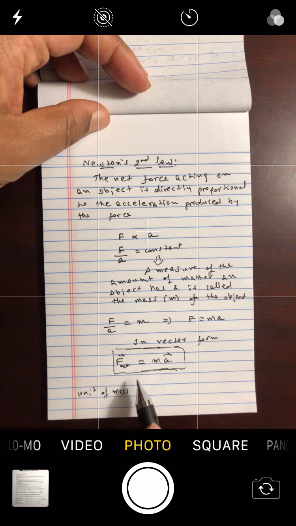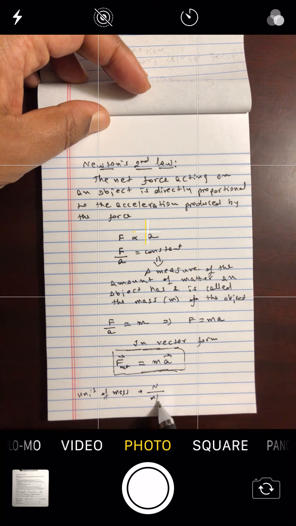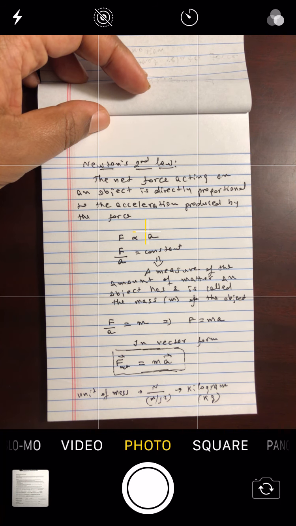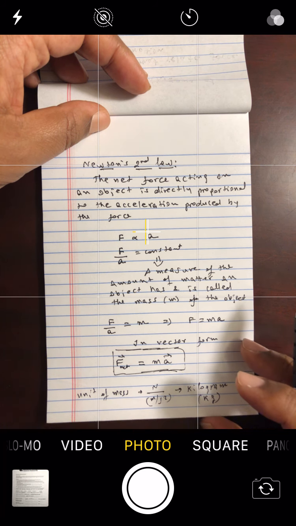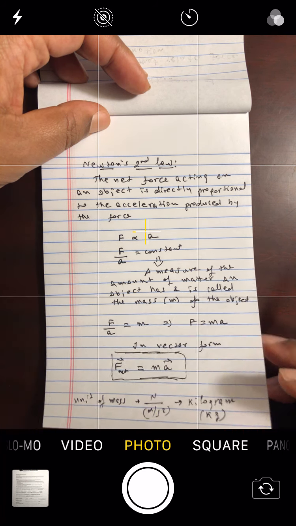Obviously, it is the unit of force, Newton, divided by the unit of acceleration, which is meter per second square, and that is defined to be the kilogram, or abbreviated by kg. So a 1 kilogram mass is a mass that accelerates with an acceleration of 1 meter per second square when subjected to a force of 1 Newton. Now this is vector form.